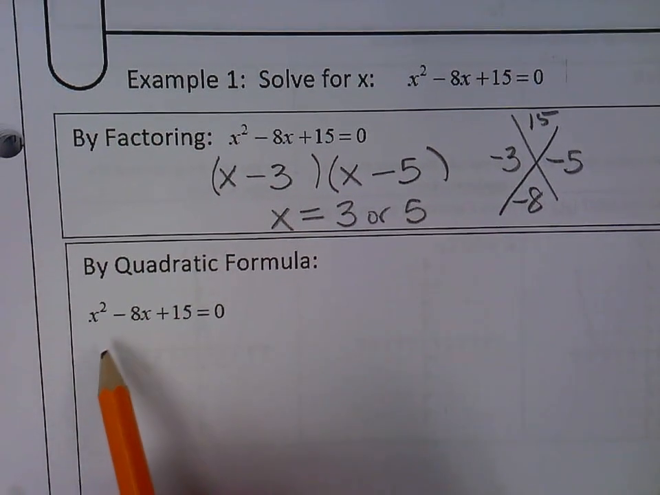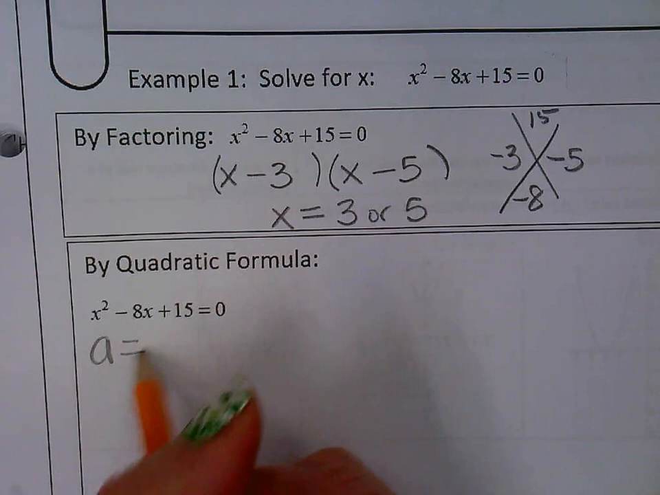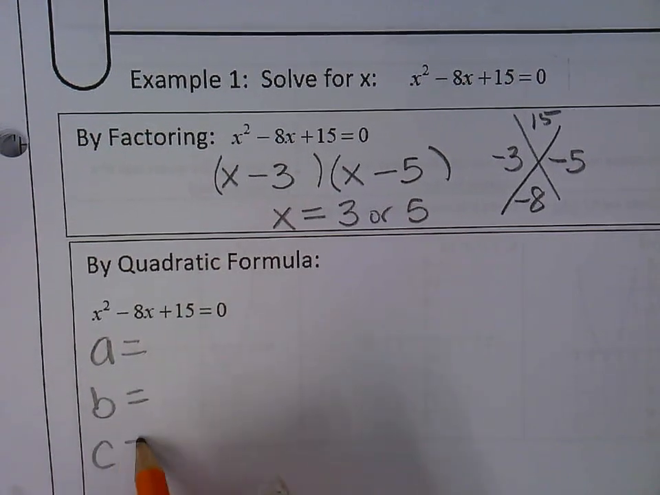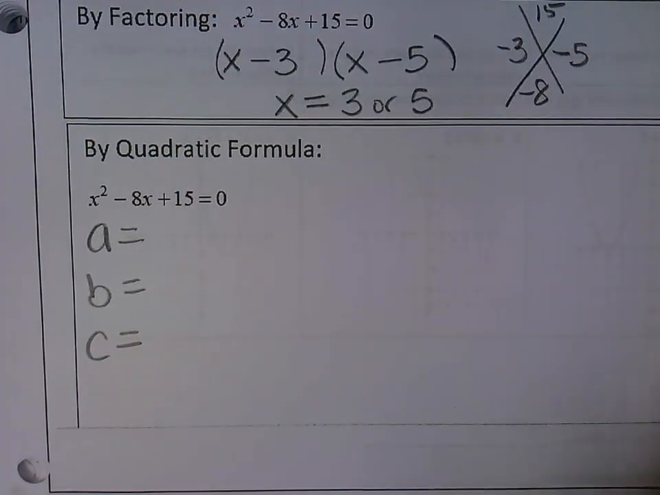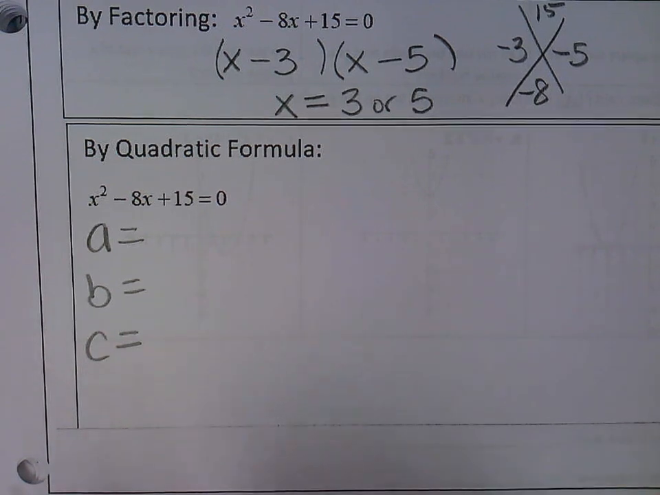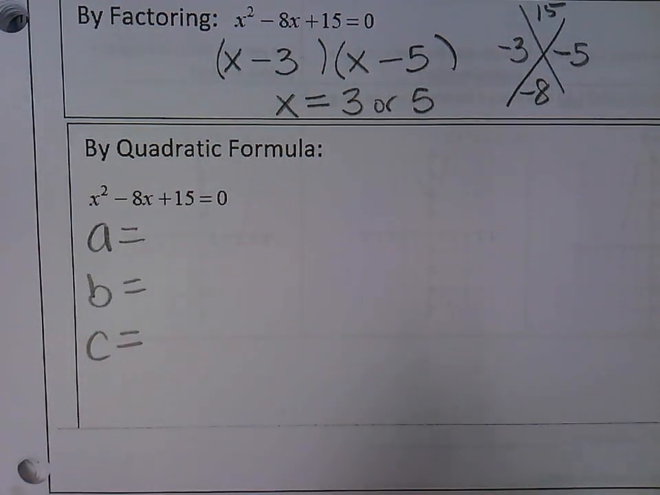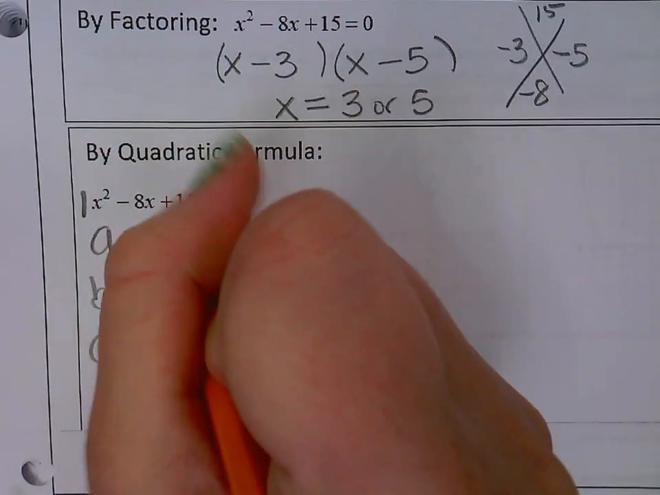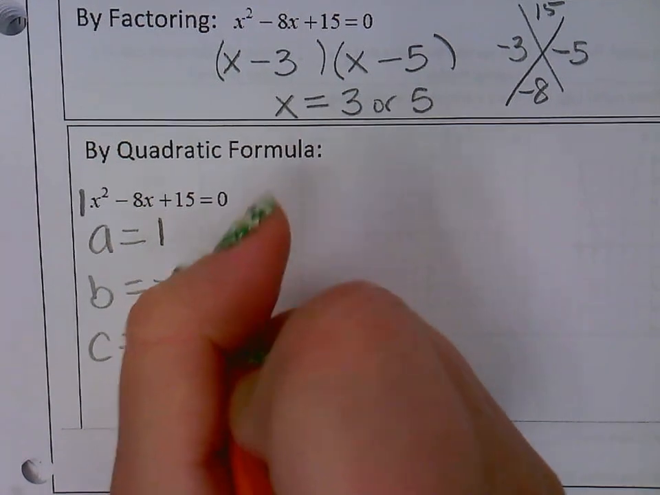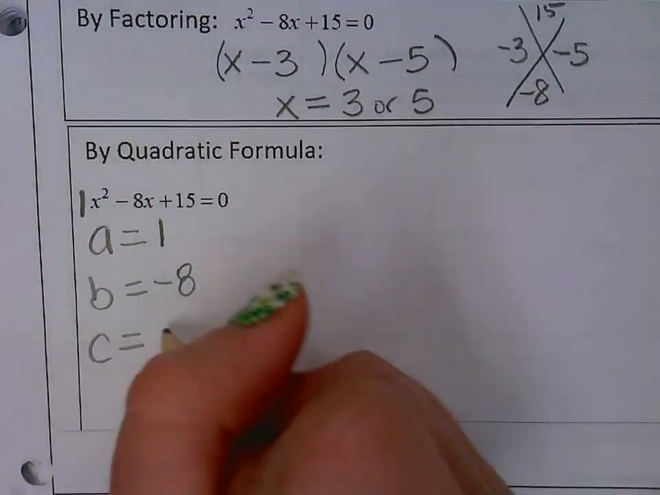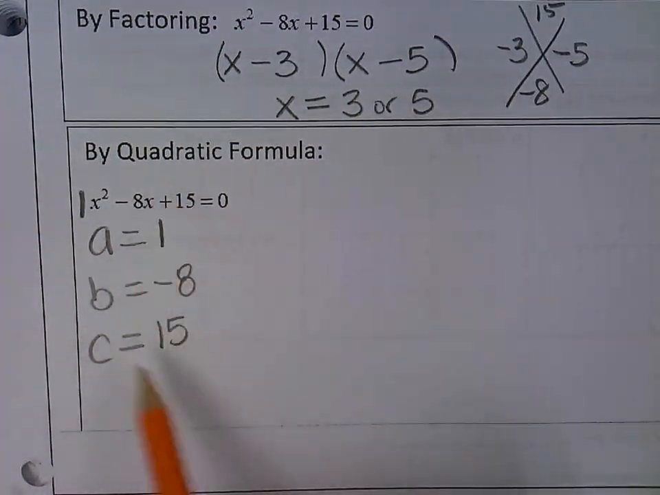All right, so I like to label what is A, B, and C in this problem. So this is resource page 310. Should all be filling in. What's A in this problem? Nope, A goes in front of x squared. So what number is in front of x squared? A 1, right? That's a 1. So A is 1. B, you said, was -8. And C is 15.